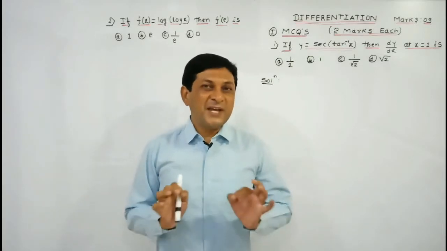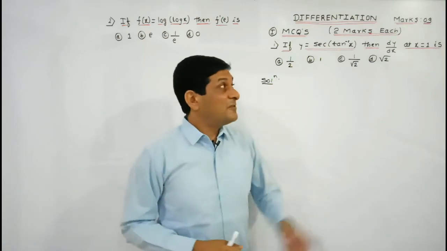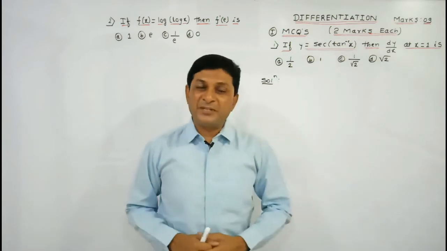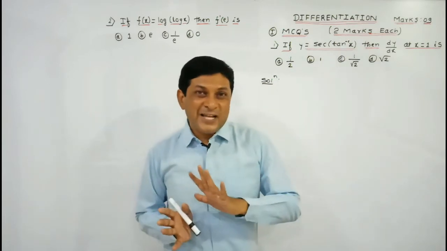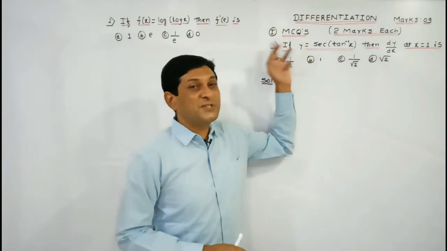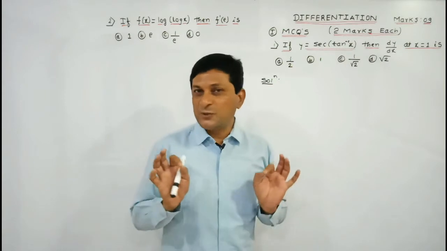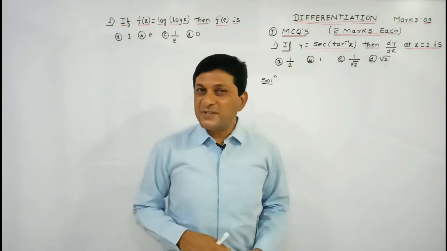In this video, we are discussing the question bank of differentiation, and the weightage given by the board to this chapter is 9 marks. As far as the first part of the question bank is concerned, it is MCQs, and we know that in examination MCQs can be asked for 2 marks. So let us begin with the first example.